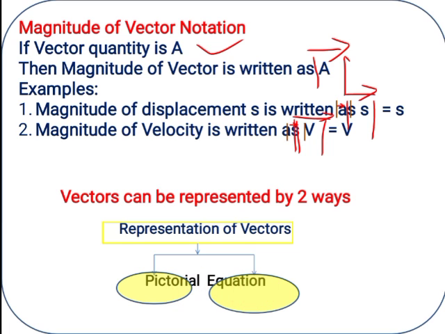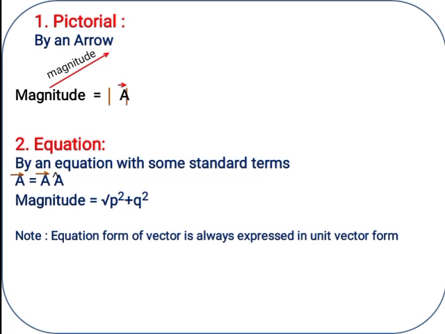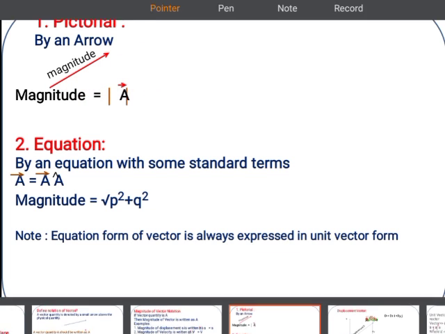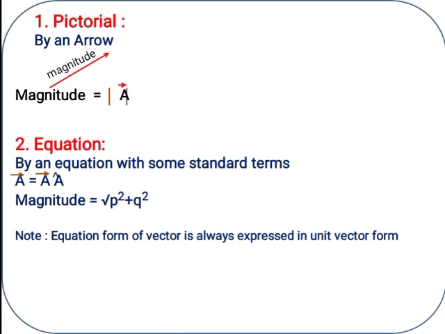Let us first understand what pictorial is. Pictorial means, suppose we want to say the force vector, or a force is somewhere around 10 Newton.